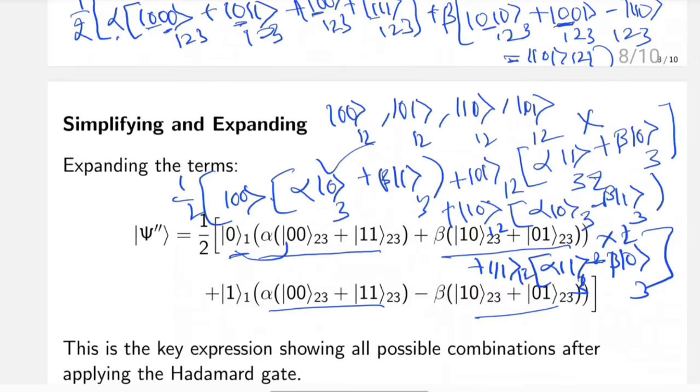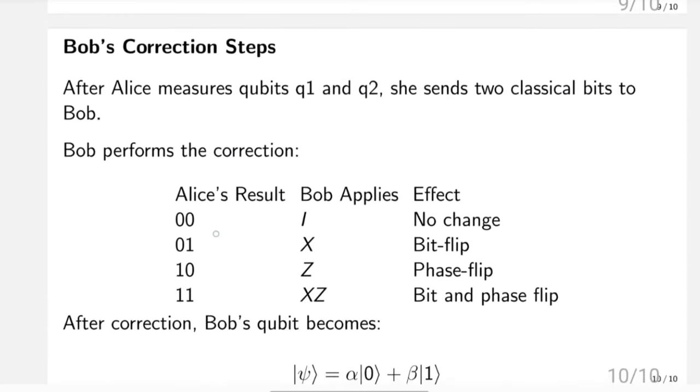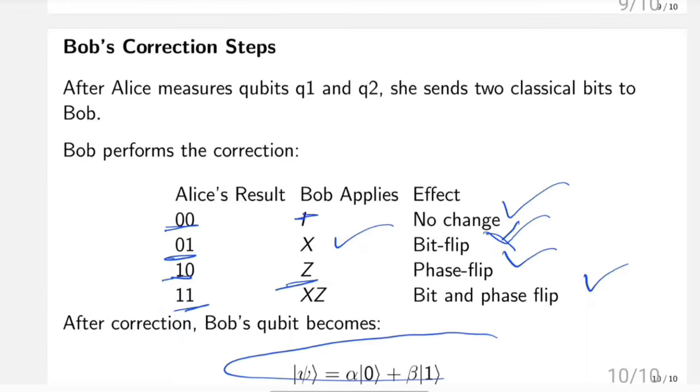In case 1, no operation is required. In case 2, the X gate is required. In case 3, the Pauli Z gate is required. In case 4, the Pauli X and Z gates are required. So 0 0, nothing, no change. 0 1, you need to apply a bit flip error, that is nothing but the Pauli X gate. 1 0, you need to apply a phase flip error, that is nothing but the Z gate. 1 1, you need to apply X and Z gates. So finally after correction, Bob's qubit becomes ket psi equal to alpha ket0 plus beta ket1. This is about the correction.